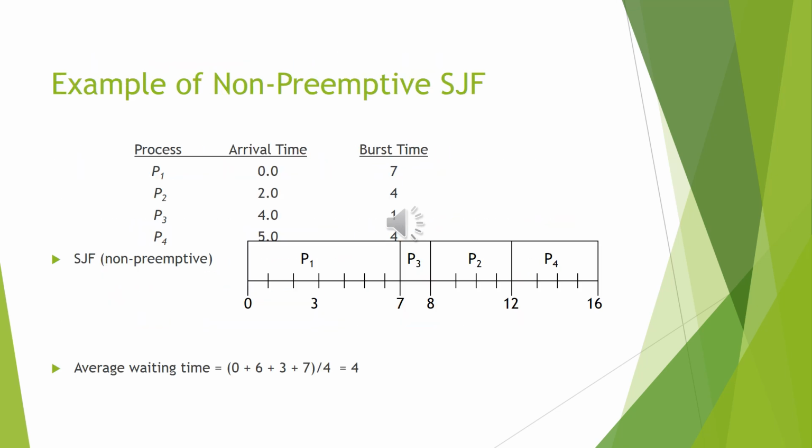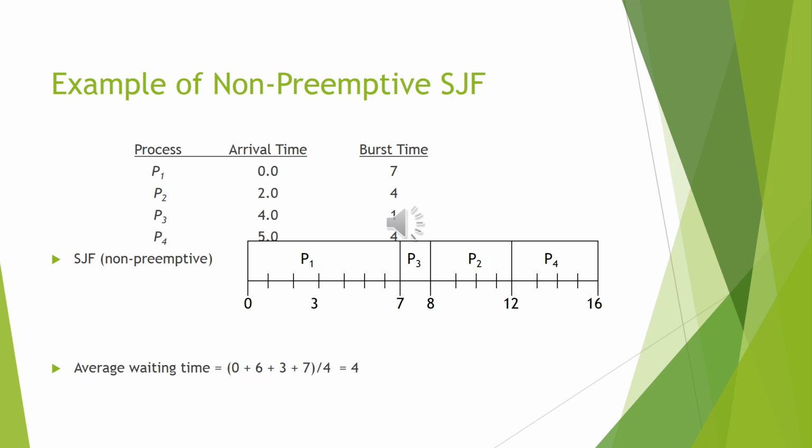All right, now look at this example. We have processes 1, 2, 3, 4, and their arrival times respectively ranging from 0 to 5 seconds. Then the burst times are 7, 4, 1, and 4. So now this, as we said, is non-preemptive. That means once a process enters, it will not be preempted until it finishes its execution.